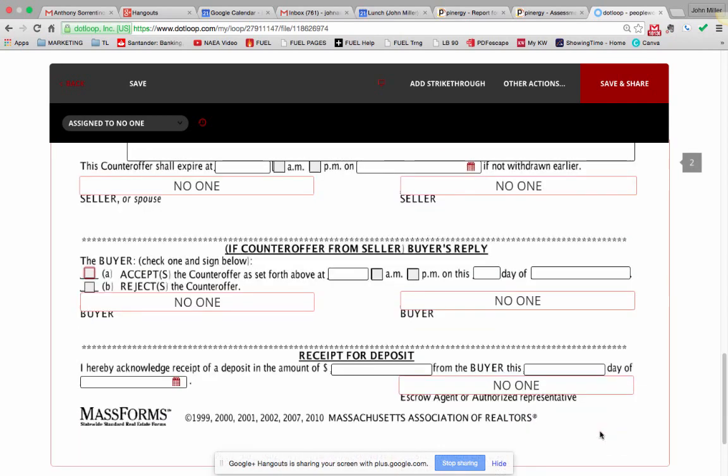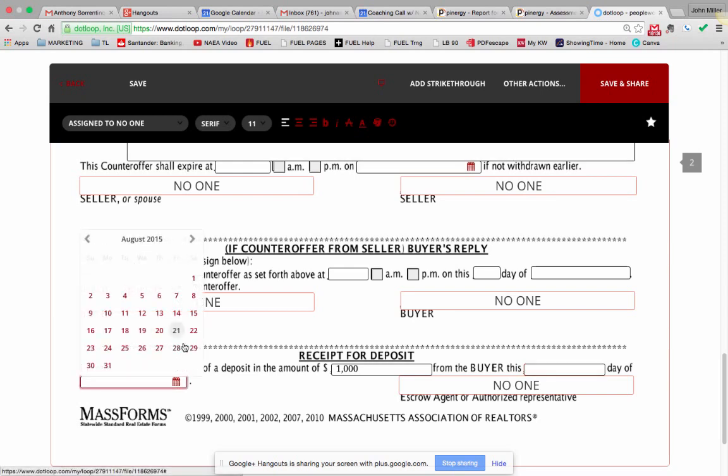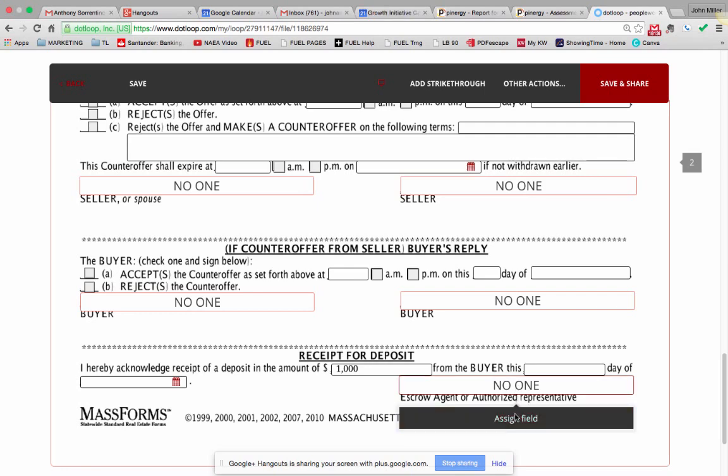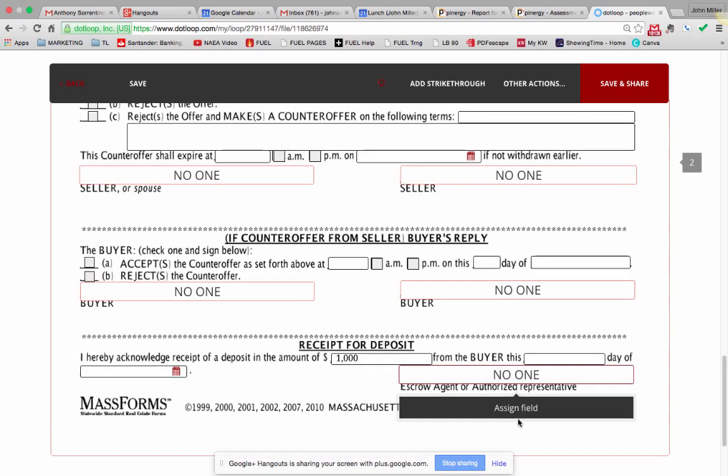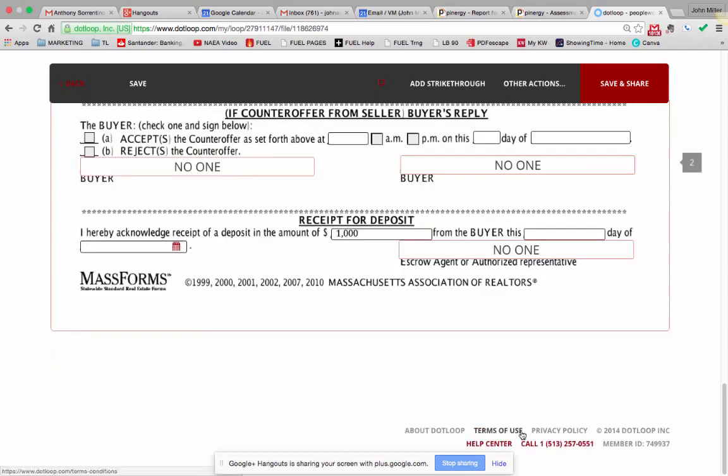Okay. So under here, if you've hand delivered the check to the listing agent, here's their acknowledgement that they've received your offer, your deposit check, I should say. I hereby acknowledge receipt of the deposit in the amount of $1,000 from the buyer on whatever date it is, and they can click on the date if you've hand delivered it. The agent who represents you can add them as a person in your loop also, and they can sign it as well here. And that's the offer.